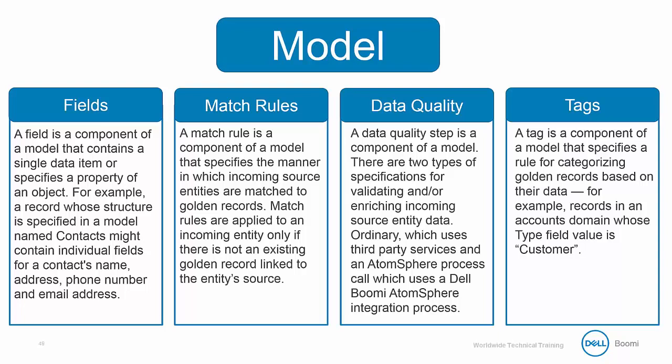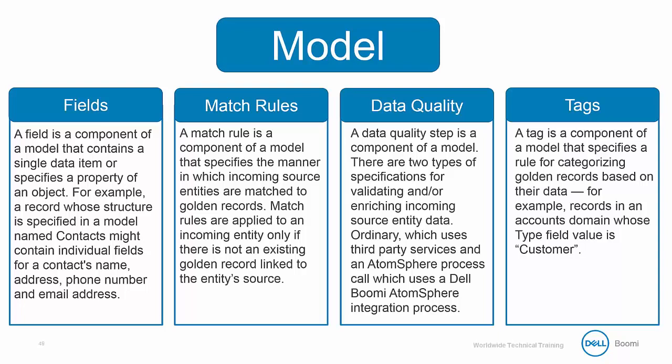So let's take a moment to discuss the different aspects that actually make up the model itself. Now, a model is made up of four primary parts: fields, match rules, data quality, and tags. To discuss these briefly, fields represent an individual piece of data that you want to pass into your MDM repository. These fields make up your golden records.